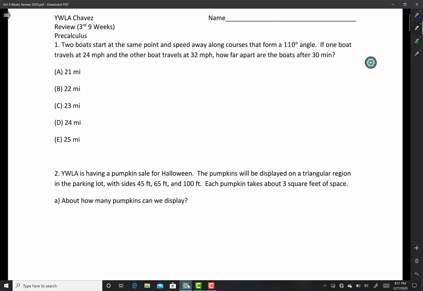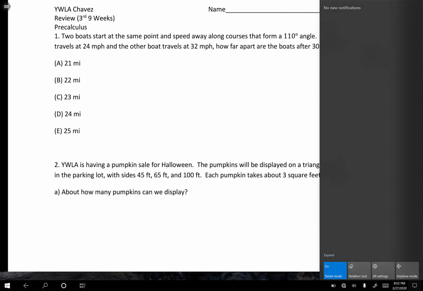Two boats start at the same point and speed away along courses that form a 110-degree angle. If one boat travels 24 miles per hour and the other boat travels 32 miles per hour, how far apart are the boats after 30 minutes? All right, so they want to know how far apart these boats are.